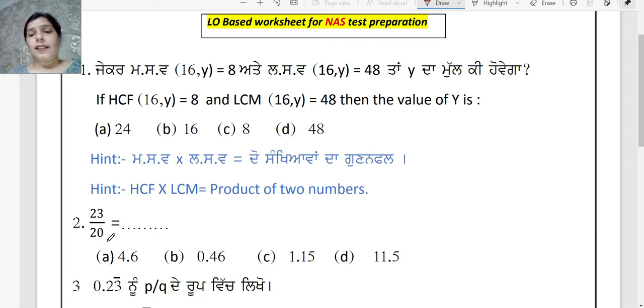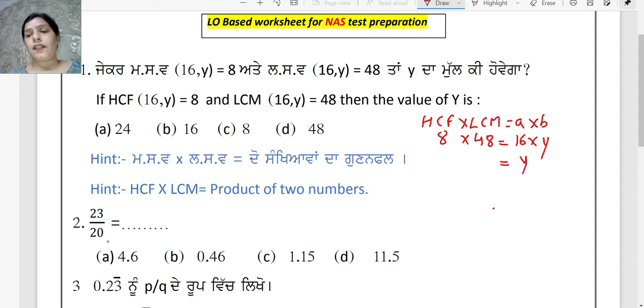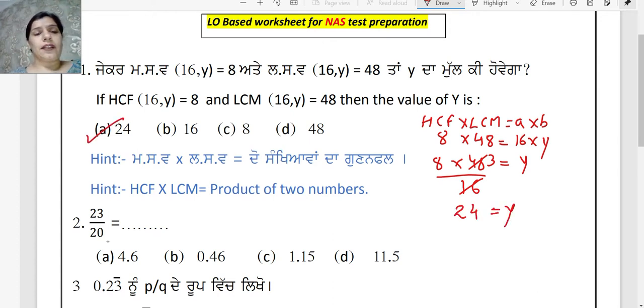You will write HCF multiplied by LCM is product of two numbers, that is A multiplied by B. Now the HCF is given to you as 8. LCM is given to you as 48. Two numbers are 16 and y and you have to find the value of y. This is a very easy question. So 8 multiplied by 48, 16 will get divided over here. 16 3s are 48 and 3 8s are 24. So you get the value of y as 4. So my correct answer is option number A, that is 24.